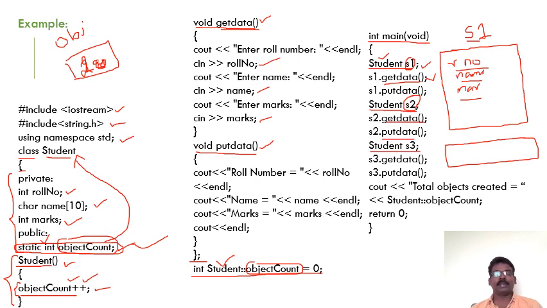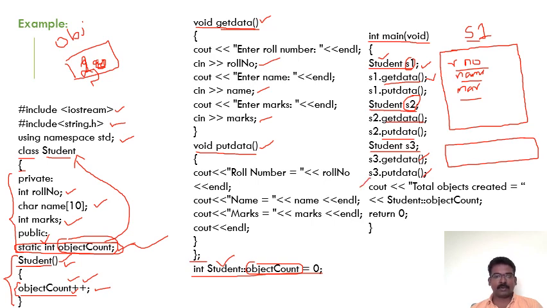Similarly, once the third object gets created, again the constructor runs, so the object count gets incremented and becomes 3. For the third object, we are getting input and output, and finally we are just going to display.